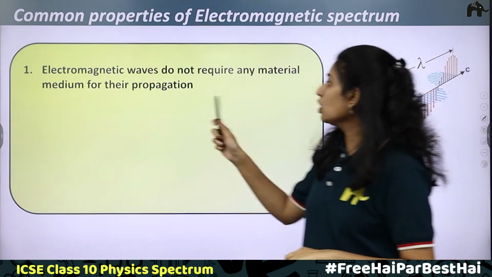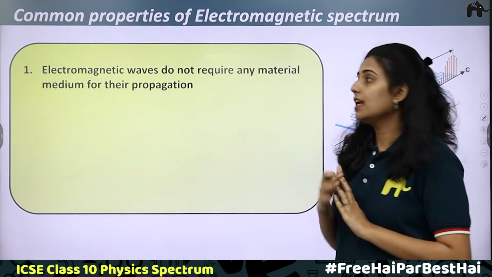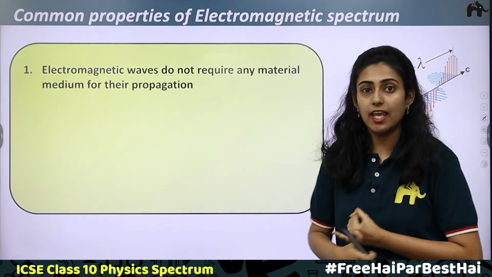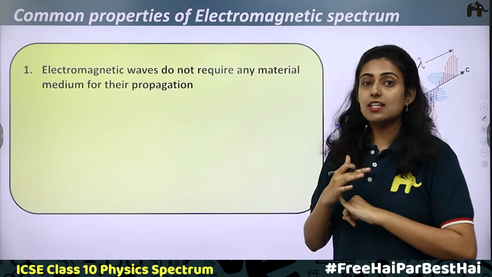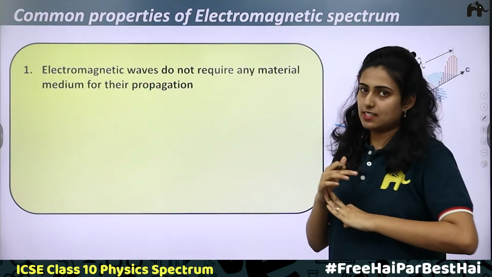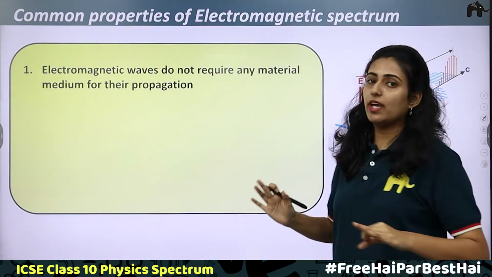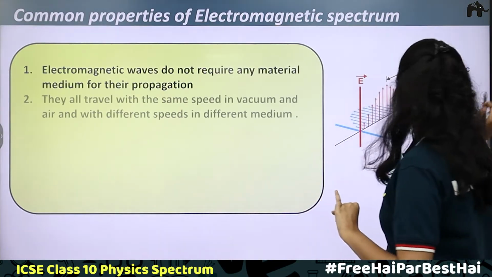First one is, electromagnetic waves do not require any material medium for their propagation. We know that sound waves need a material medium for propagation, that is either in air, water, or in solids. We know that sound waves can travel at a higher speed in solids, then comes liquid and then gases. Okay, so electromagnetic waves actually don't require any medium for their propagation. This is the first point.